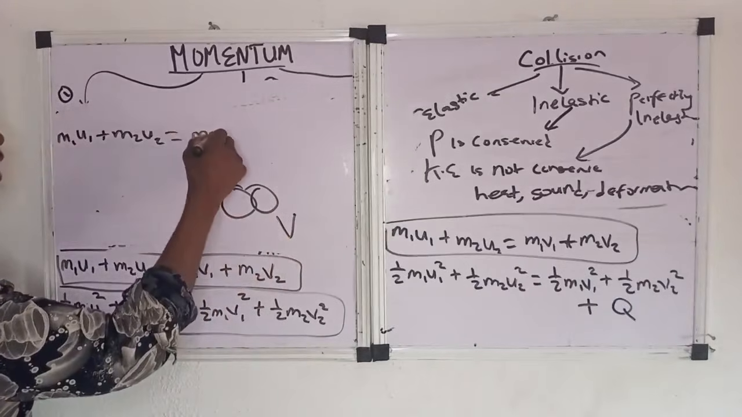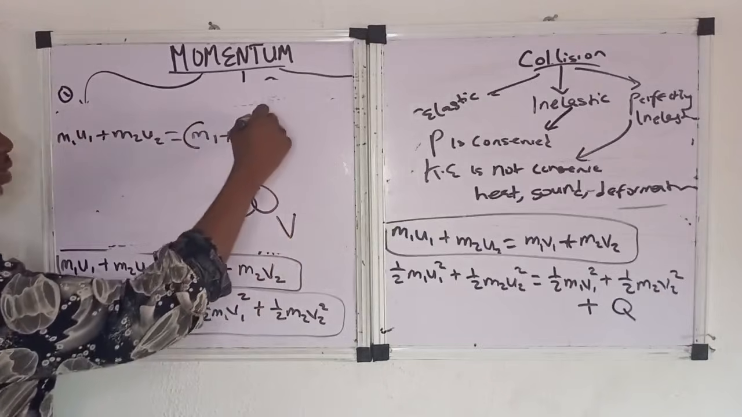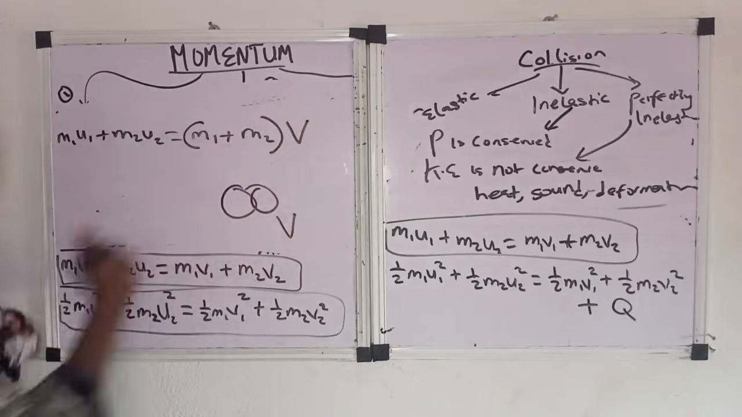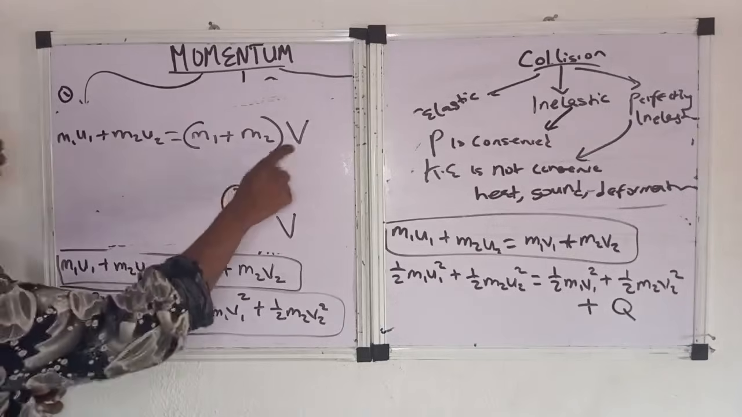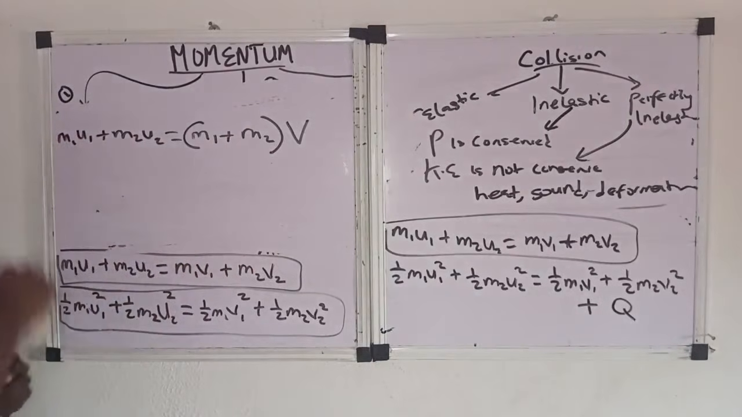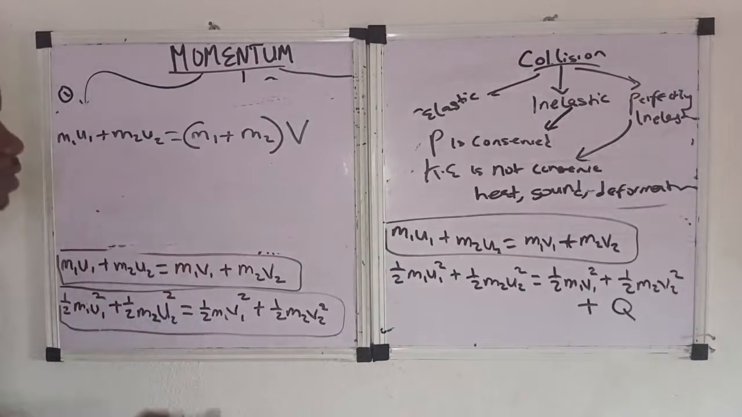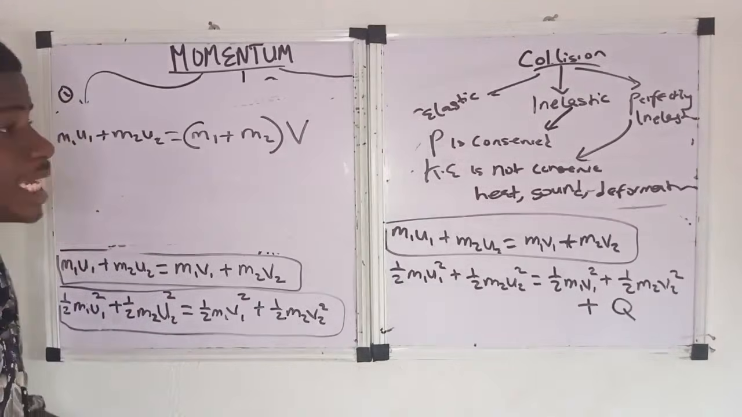So therefore it will now be m1 plus m2, in brackets, times V, because they now move with the common velocity. So this is for perfectly inelastic. This formula is for perfectly inelastic. Okay, yes. Now what about their kinetic energy?